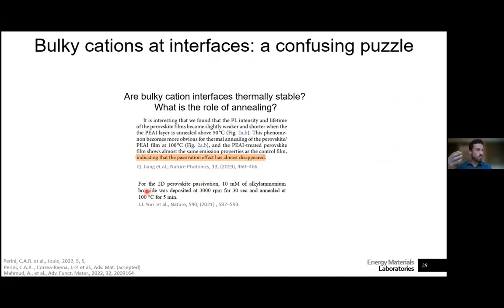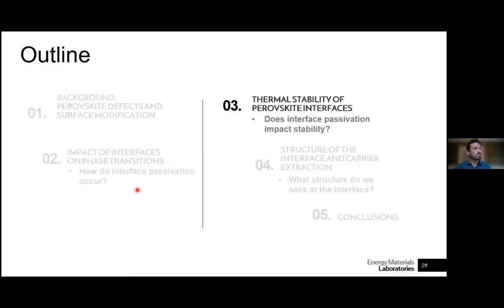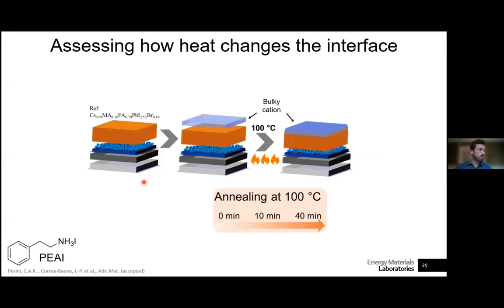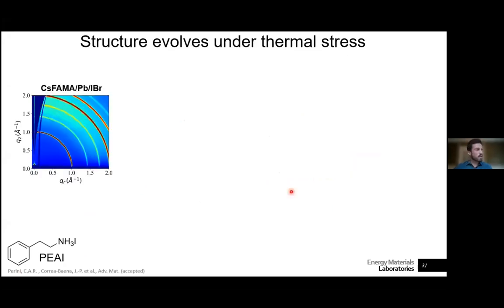So to try to go deeper into what is happening at the interface, we devote our attention just to the thermal study. We took a 3D layer, treated it with a bulky cation, again phenethylammonium iodide in this case, and then thermally stressed this stack for different time durations at an extreme temperature of 100 degrees Celsius. Again, we studied this with grazing incidence wide-angle X-ray scattering.